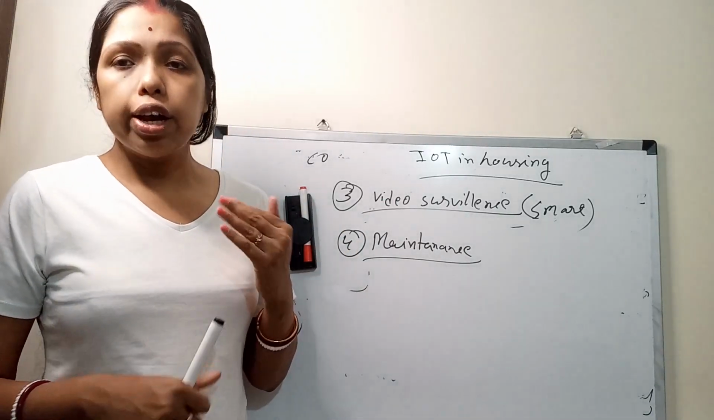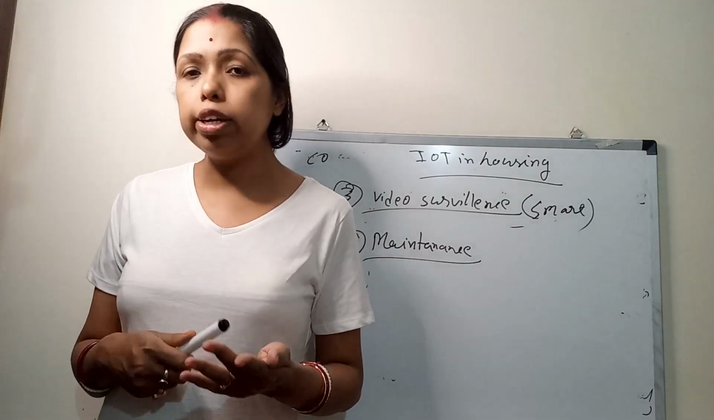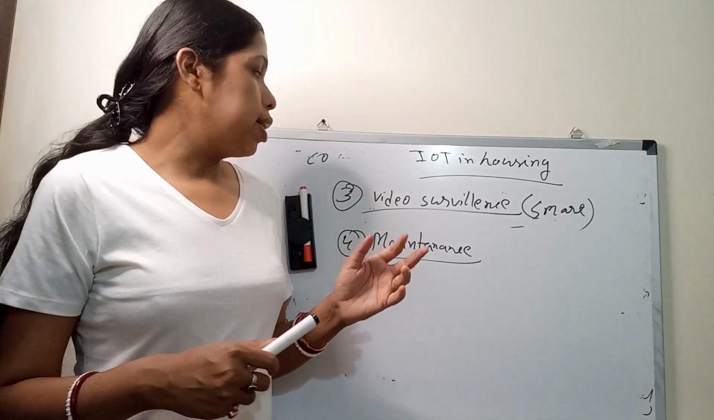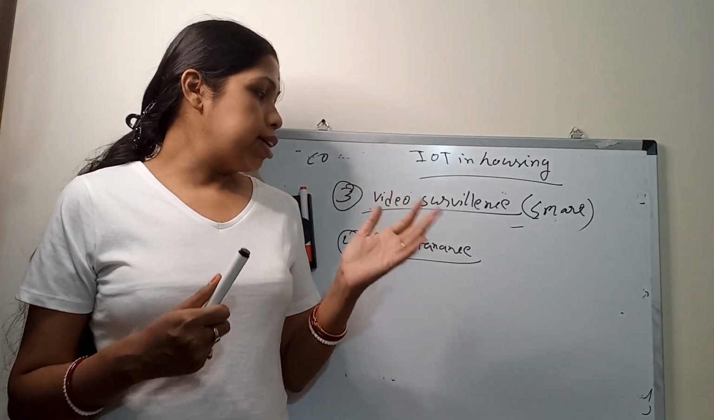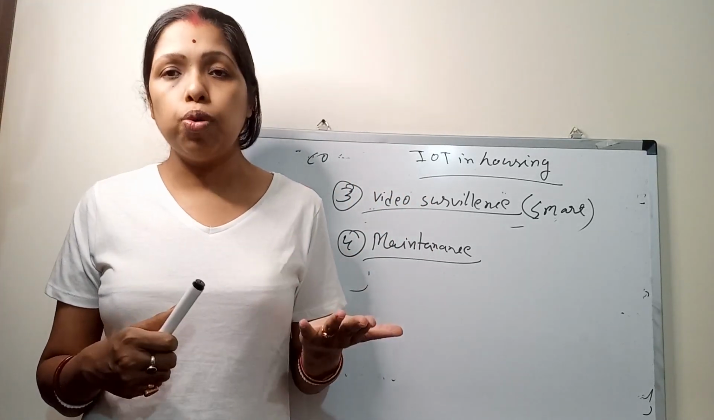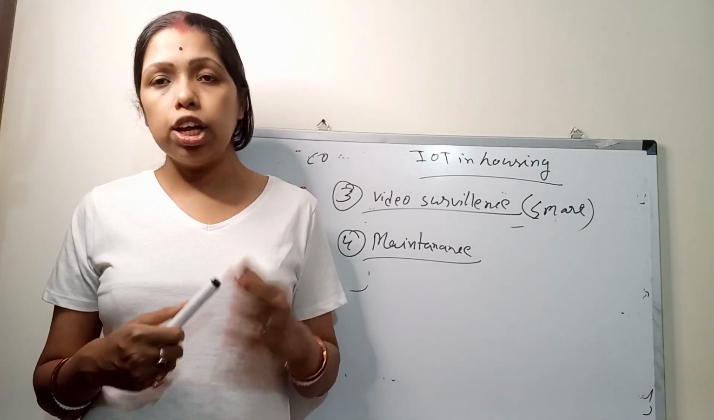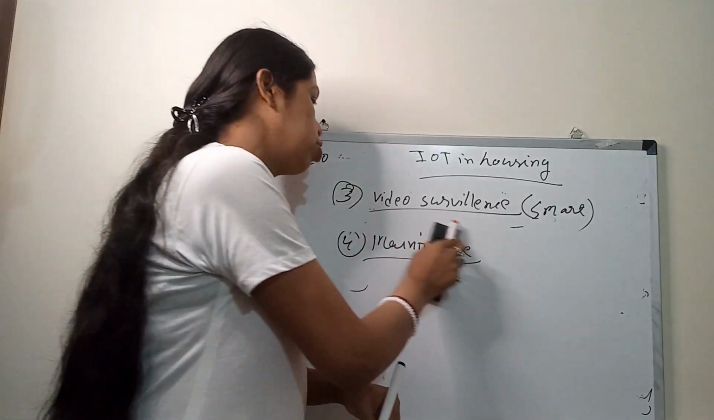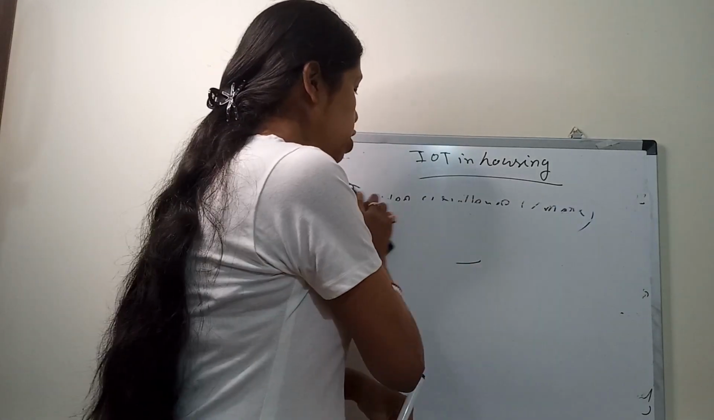So you can get a good quality of life when you design an IoT for the housing application. Video surveillance and maintenance can be improved by using the IoT device. Now come to the architecture when you design the IoT for the housing application.